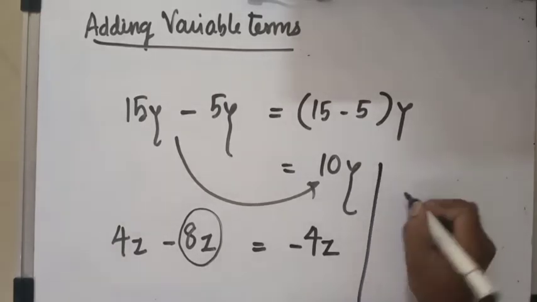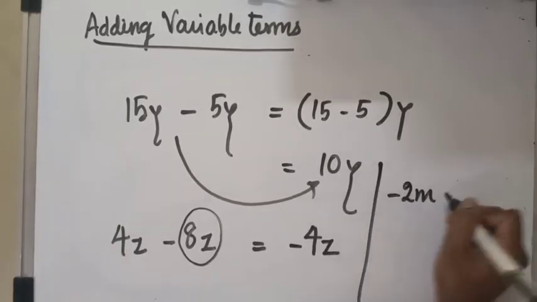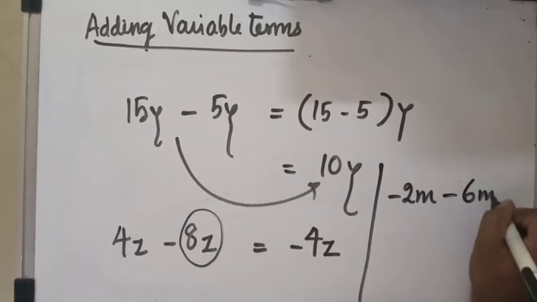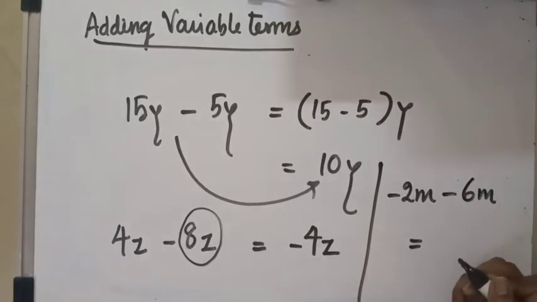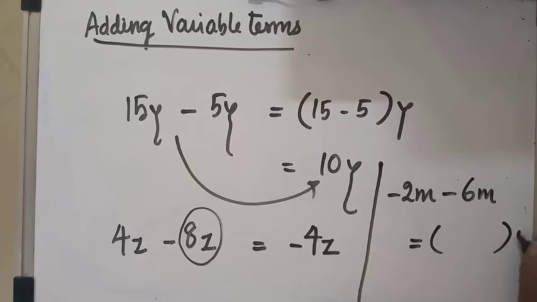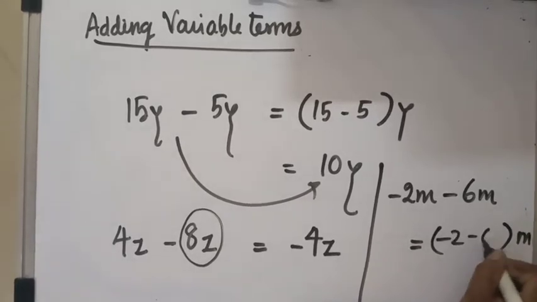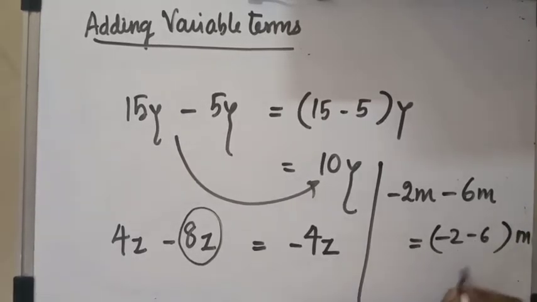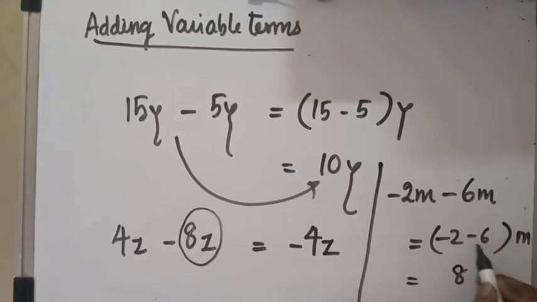In the same way, say I have minus 2m and minus 6m. How will I solve this? Children, the solving is like this. Common factor m outside, minus 2 minus 6 is inside. Minus minus is plus, so 6 plus 2 is 8. Bigger number 6, negative sign. So minus 8m. Okay. So this is how you add or subtract variable terms.